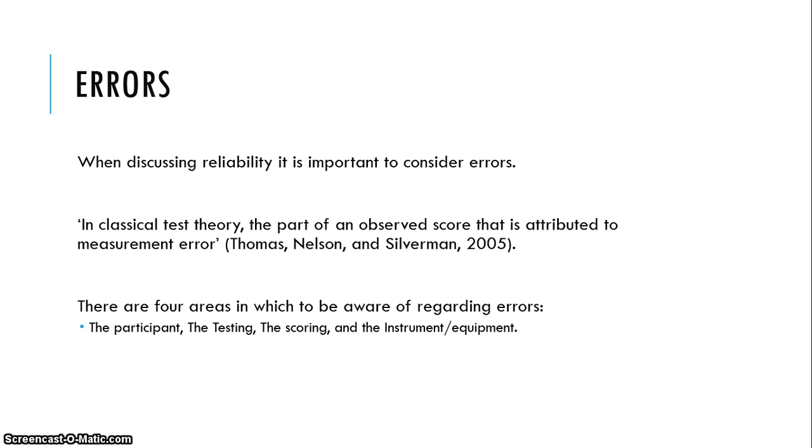The areas of error could be the participant, and that could go back to factors such as motivation. You know, one week they might come in motivated, one week they might not. The testing that you're actually performing, the procedures you put in place, the scoring of the measurements, and the instrument or equipment used. All those 4 things will amount to errors. Human error, instrument error. You've got to be aware that your results are never going to be 100% accurate.